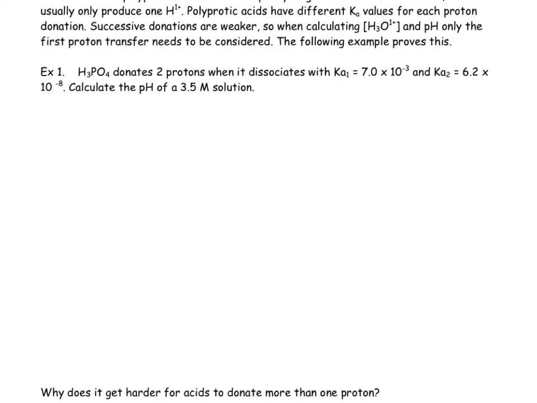If I have a phosphoric acid, it can donate 2 protons, and when it does, it dissociates with a Ka of the first proton being 7 times 10 to the minus 3, and for the second proton being 6.2 times 10 to the minus 8. Let's calculate the pH of a 3.5 mole per liter solution. We'll start with the first proton donation. We'll use Bronsted-Lowry theory.